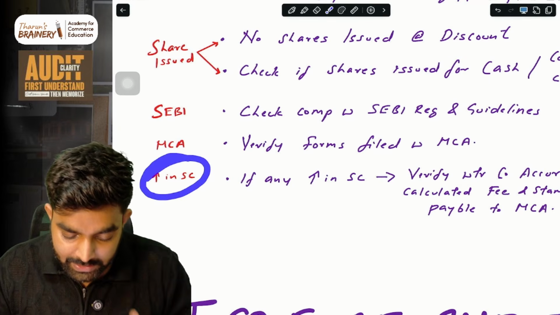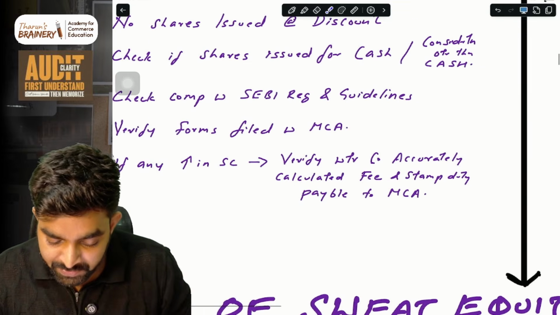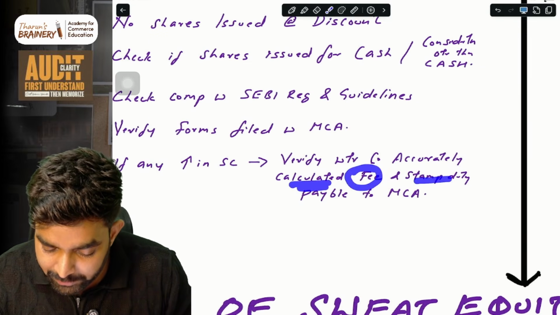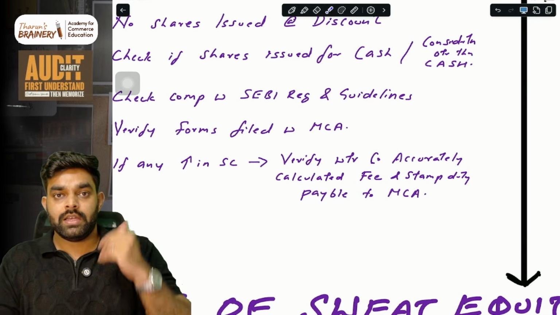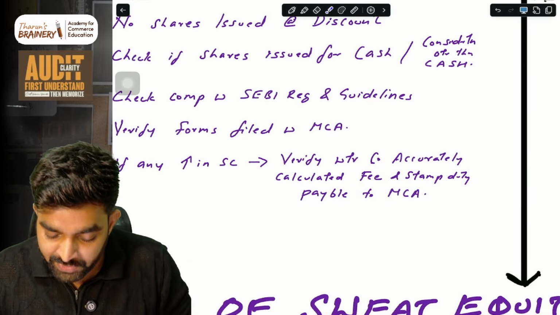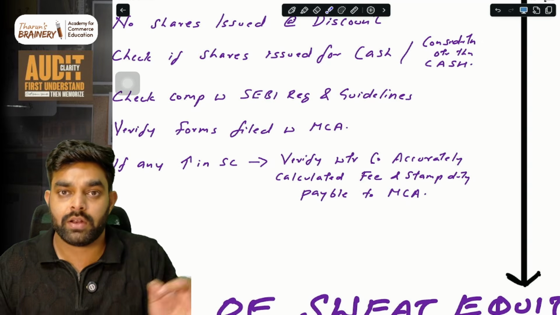Then increase in the share capital. If there is any increase in the share capital, verify whether the company has accurately calculated the fee, stamp duty, all these things payable to MCA. When a company increases share capital, they have to pay certain fees to the MCA, stamp duty and all this. Make sure that has been properly calculated and paid.